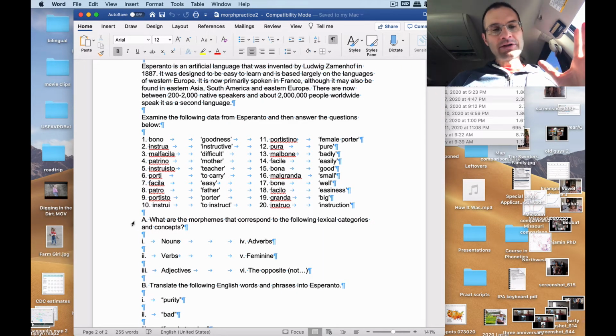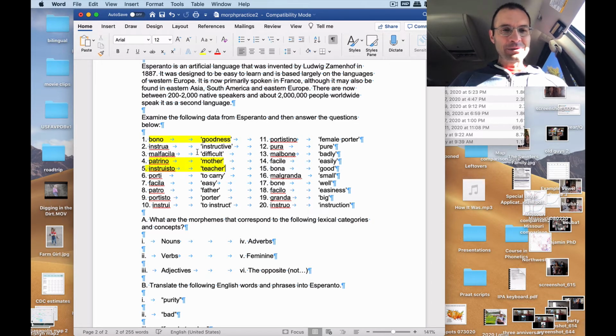So the first part of this problem set asks you, what are the morphemes that correspond to the following lexical categories and concepts? So for nouns, basically the way you can get this to work is to go through this and say, well, what's a noun? So like bono means goodness. That's a noun. Go through this. There's another word, mother, which is patrino in the language. That's a noun. Teacher is a noun, so that's instruisto. I'm going to do 4 of these, maybe 5. So patro is father. That's another noun.